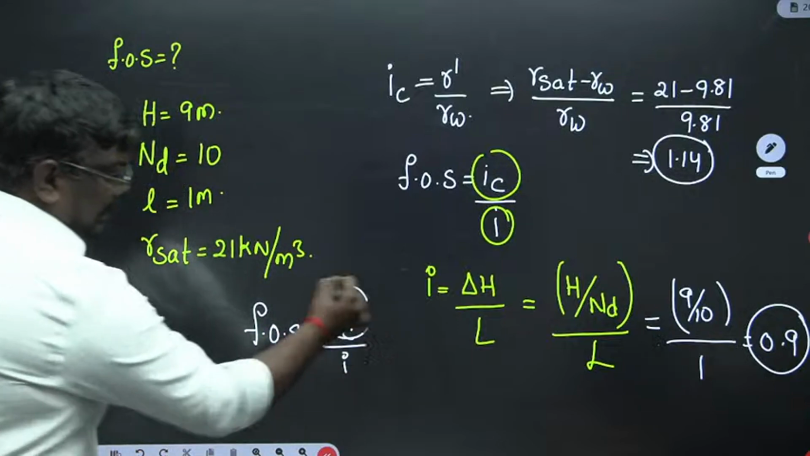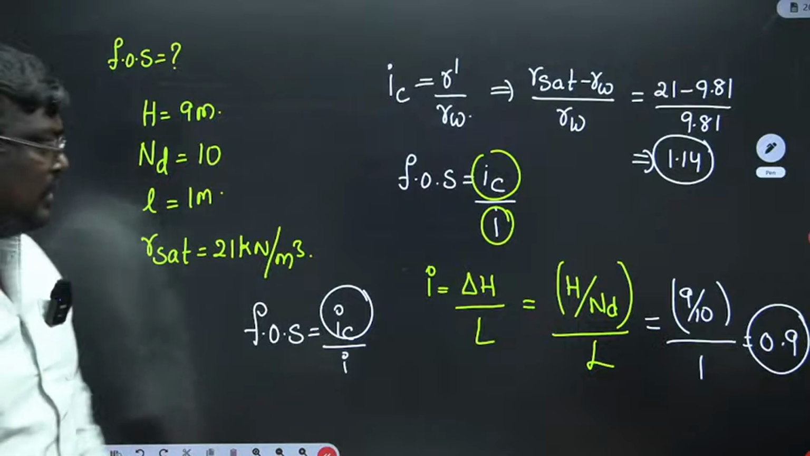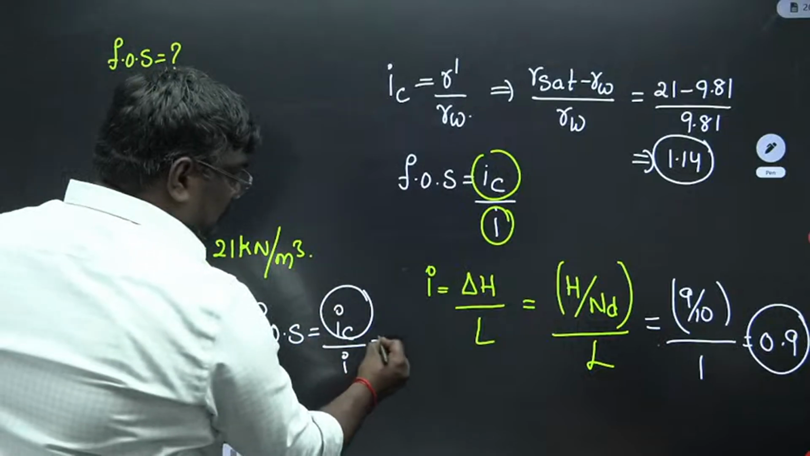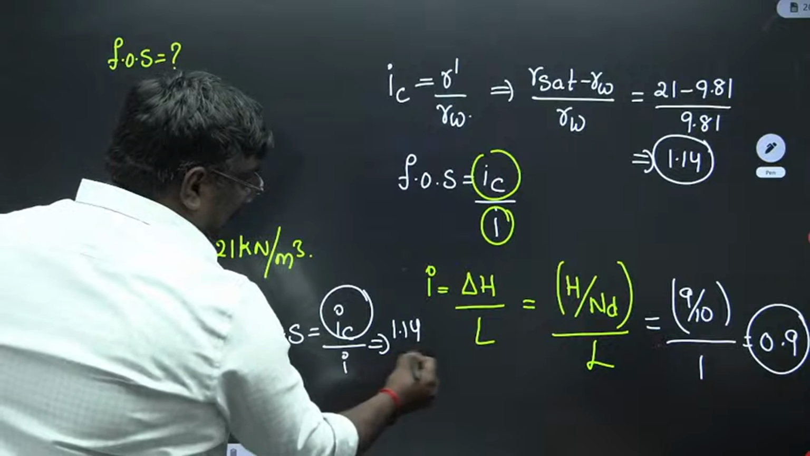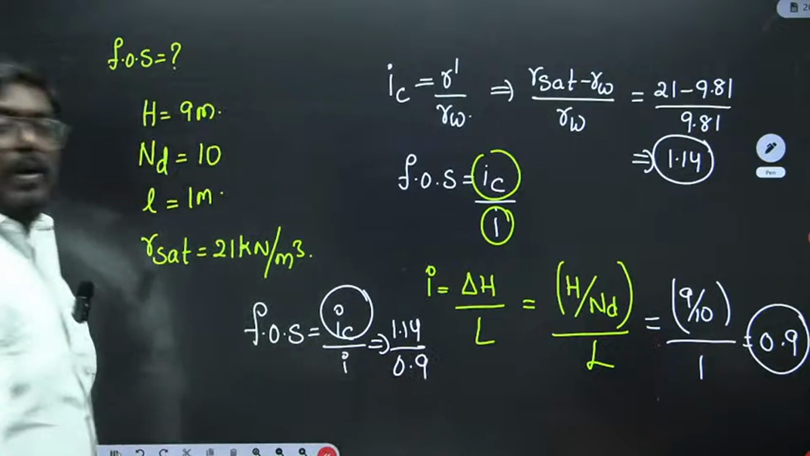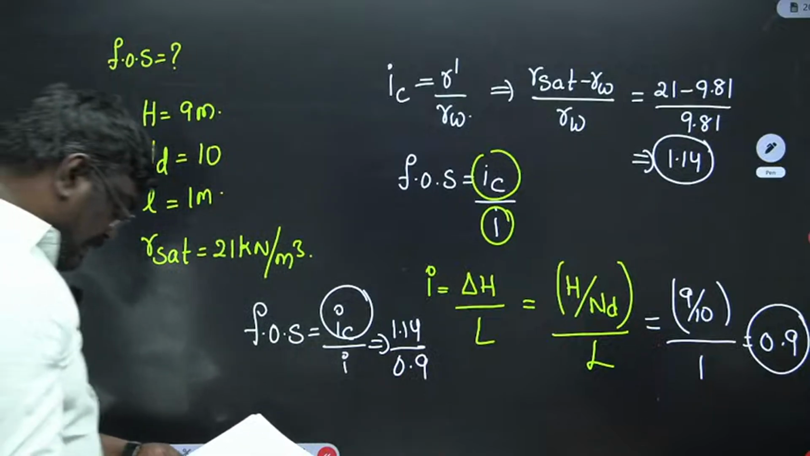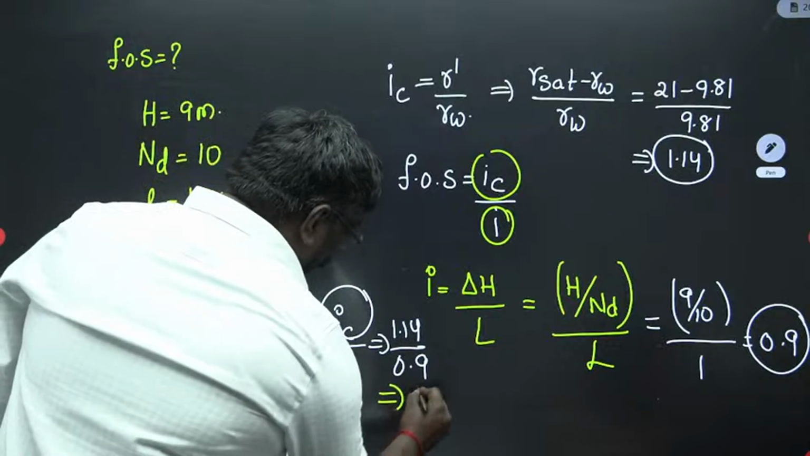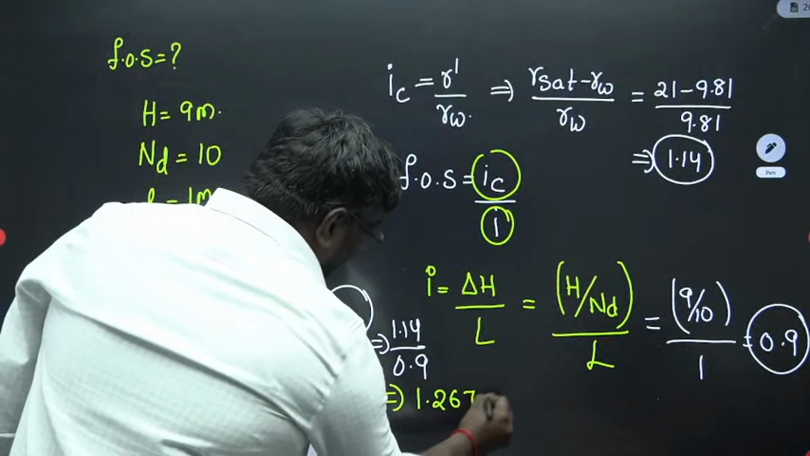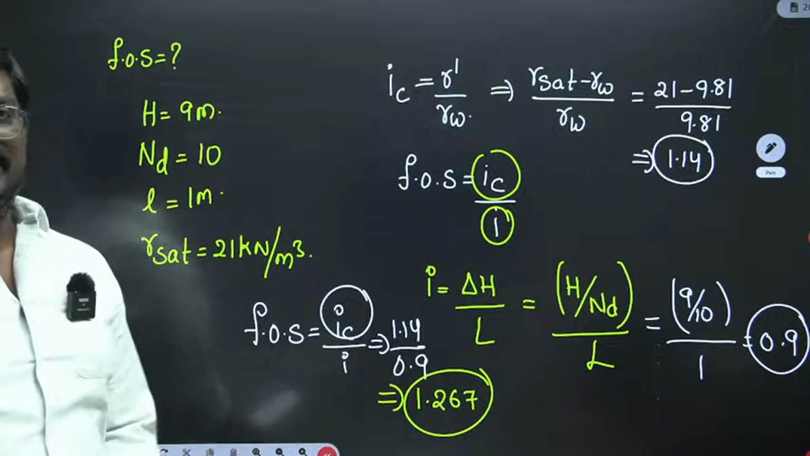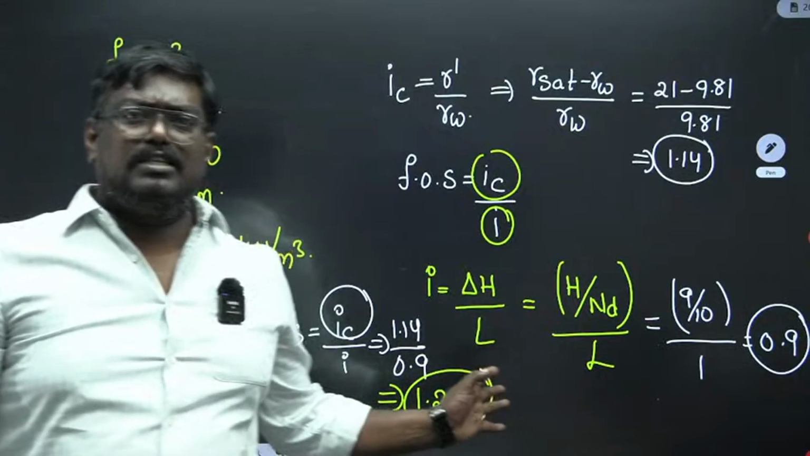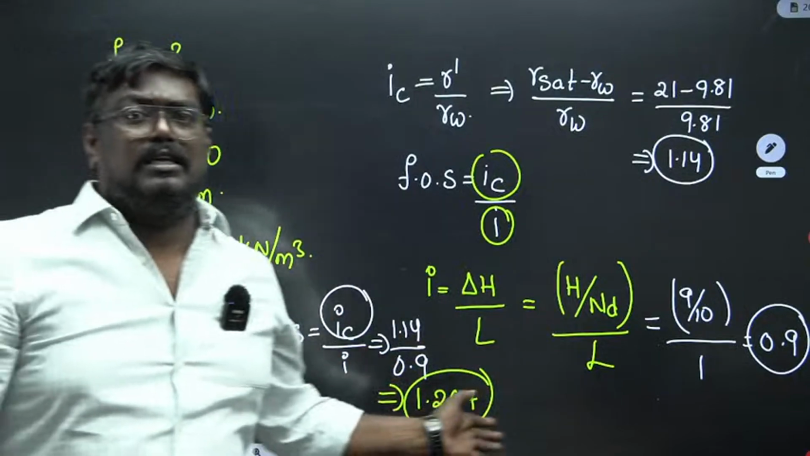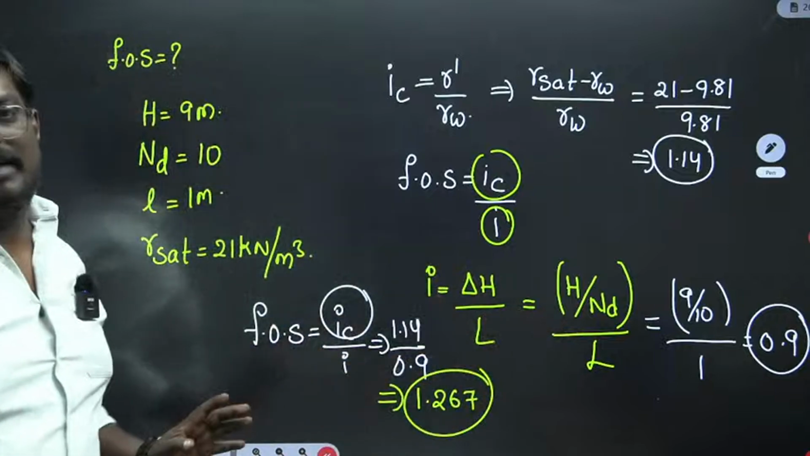What is Ic, sir? Ic is nothing but critical hydraulic gradient. So critical hydraulic gradient is how much? 1.14 divided by 0.9. If you see this, you will get a value of 1.267. Sir, this is the final answer. You can write. Have you checked this answer, students? Anyone got this answer? If so, please comment in the comment box. Okay.